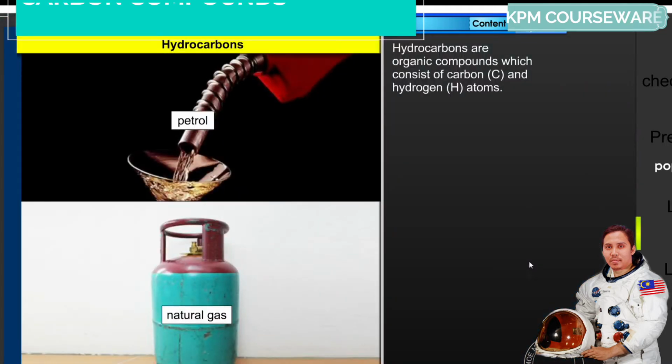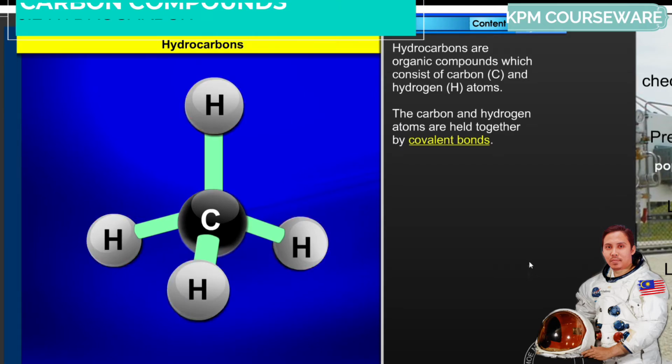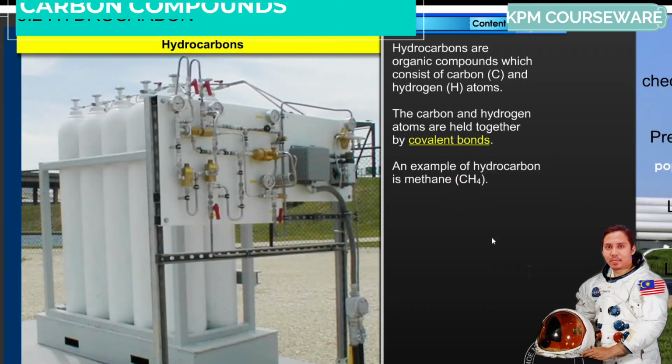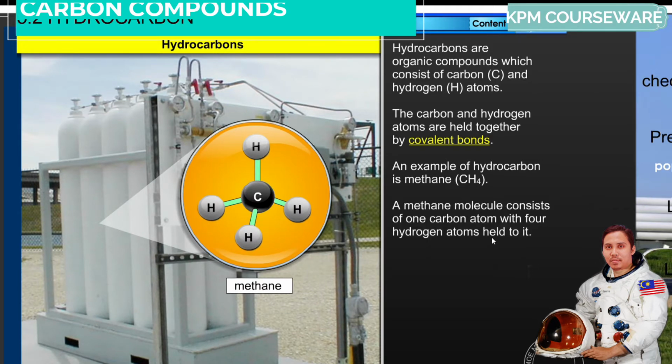Hydrocarbons are organic compounds which consist of carbon and hydrogen atoms. The carbon and hydrogen atoms are held together by covalent bonds. An example of hydrocarbon is methane, CH4. A methane molecule consists of one carbon atom with 4 hydrogen atoms held to it.